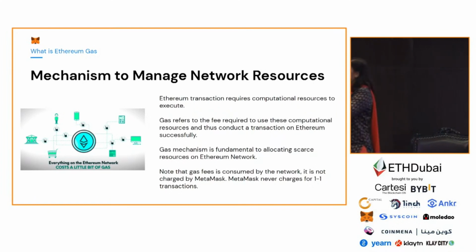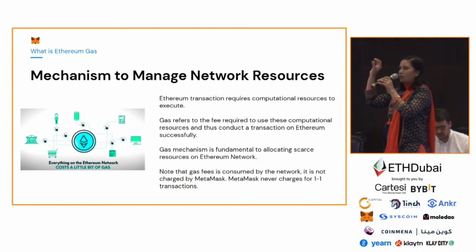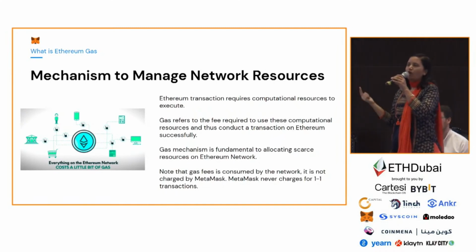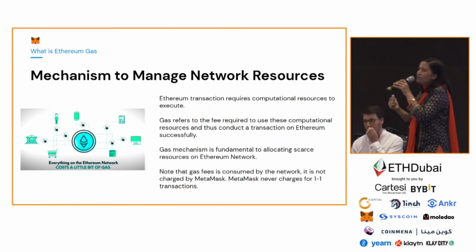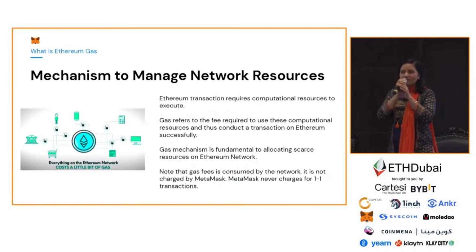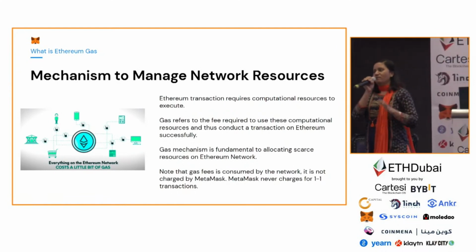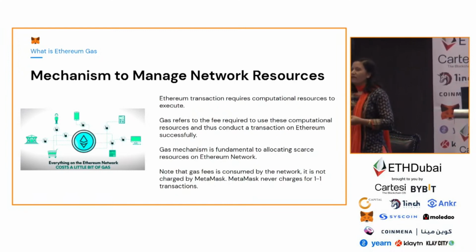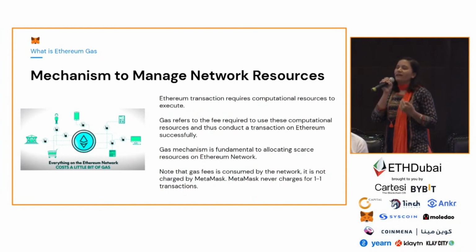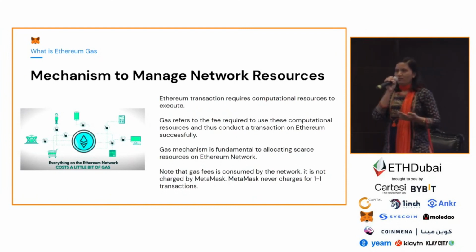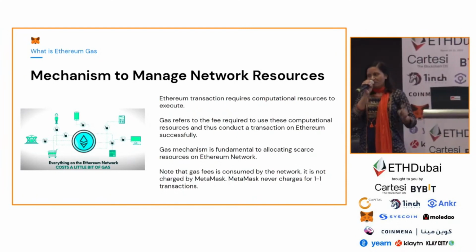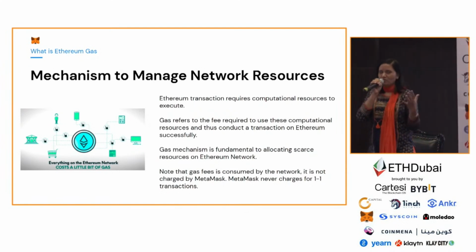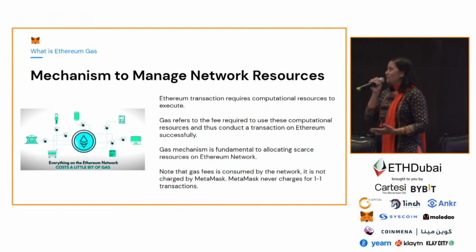As you can see in the diagram over here, every small network resource or any computational resource on Ethereum has a cost. That cost is calculated in terms of gas. So gas is a way of resource allocation in Ethereum. And since its implementation in Ethereum, a lot of other projects have started using gas as a mechanism of resource allocation. During the presentation, I'm going to be using the terms gas fee and transaction fee interchangeably, so don't get confused by that.